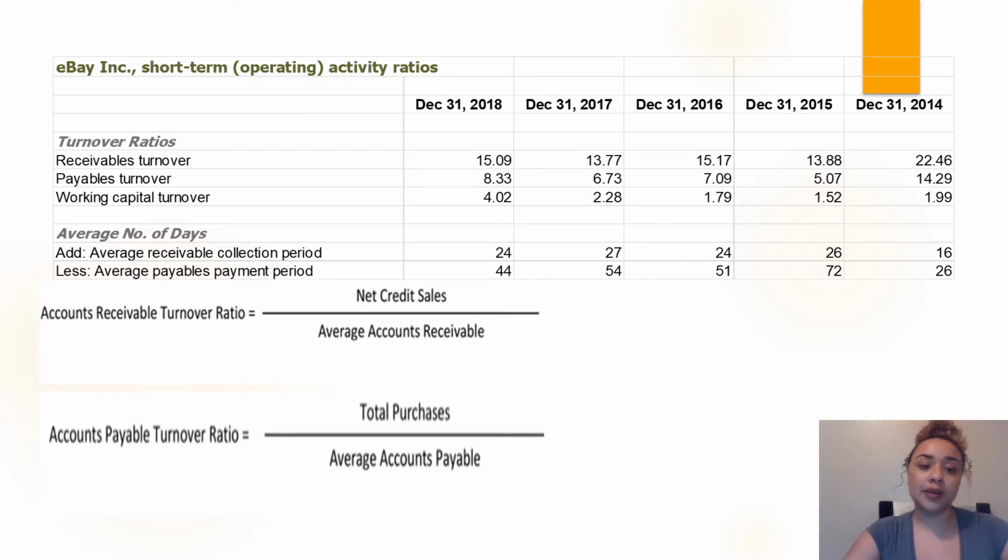Here, there's a snippet of eBay's short-term operating activities ratios. So we have the receivables turnover, the payables turnover, and the working capital turnover for eBay. The accounts receivable turnover ratio is the net credit sales divided by the average accounts receivable. The accounts payable turnover ratio is the total purchases divided by the average accounts payable. And that is how all of these numbers were calculated to retrieve this data.